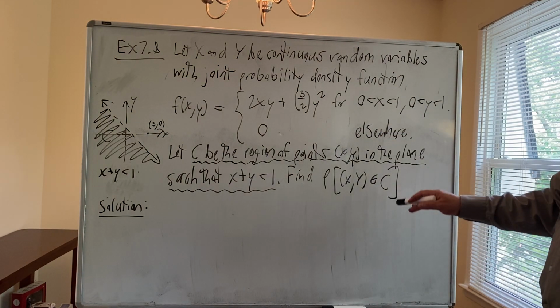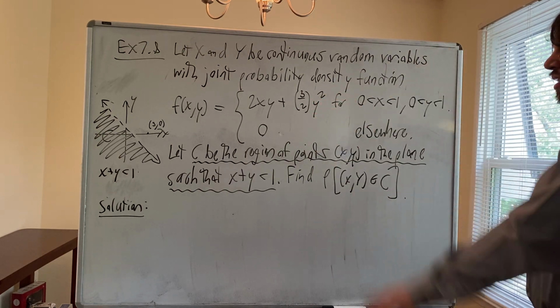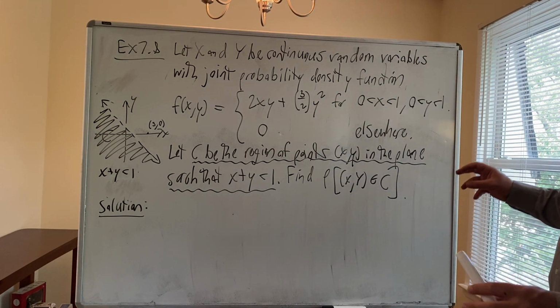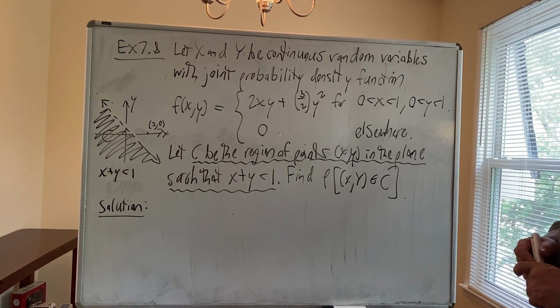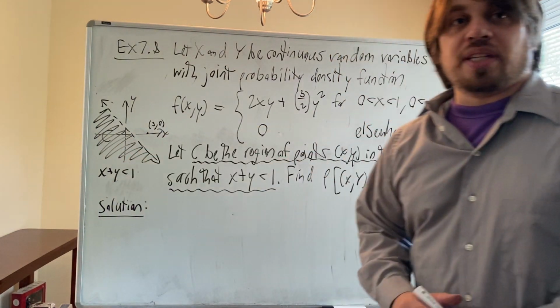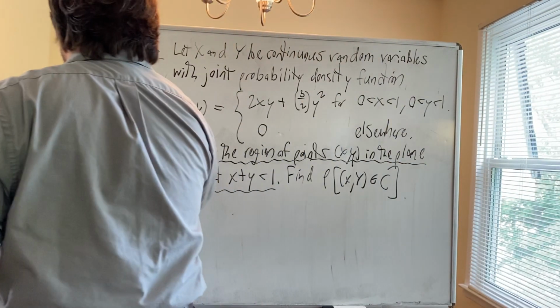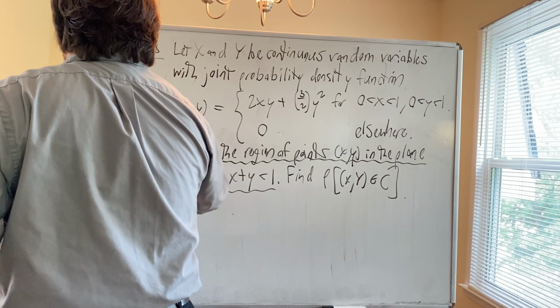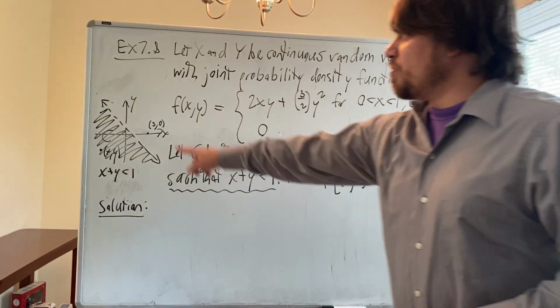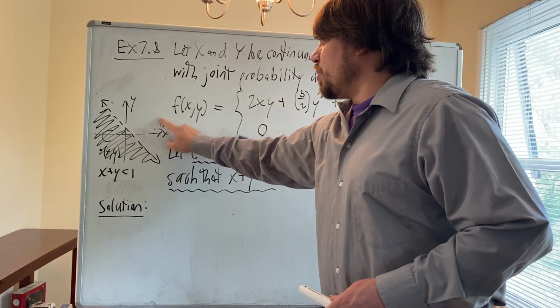So we want to find the probability that x comma y is in that region C. If we chose a point x comma y arbitrarily, what is the probability that point would be in region C? I'm just going to label a point x comma y here. It could have also been here though, right? I'm going to erase that point, we don't need that anymore.